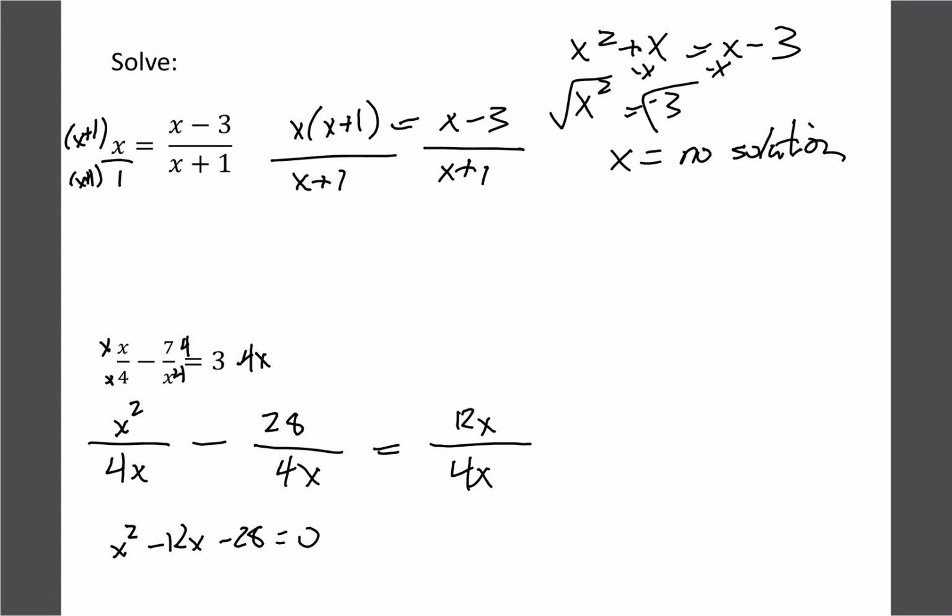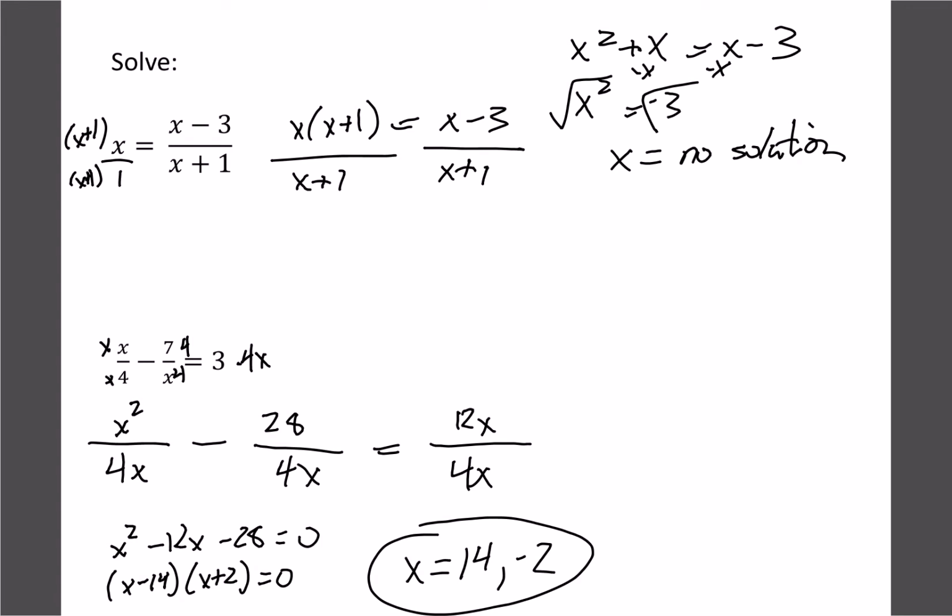You can see if we solve this one by factoring, we would get minus 14 and plus 2. So that means our solutions are positive 14 and negative 2. So we actually get 2 different answers, and both will work in this case to give us the correct answer. You could plug both of them into the original, and they indeed will work.